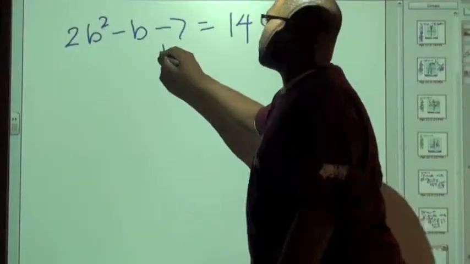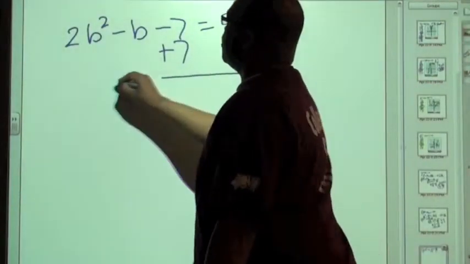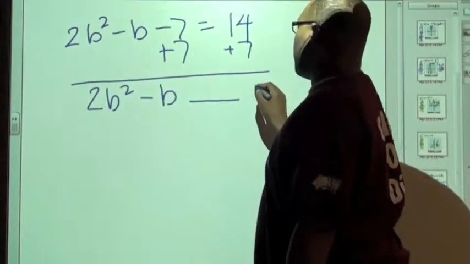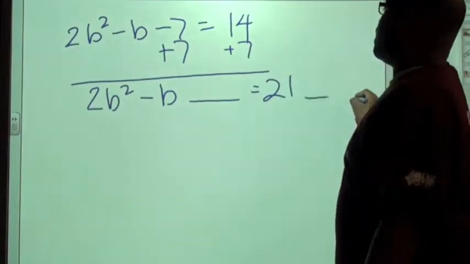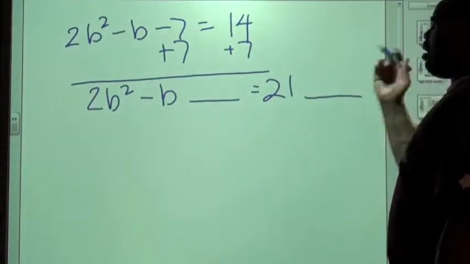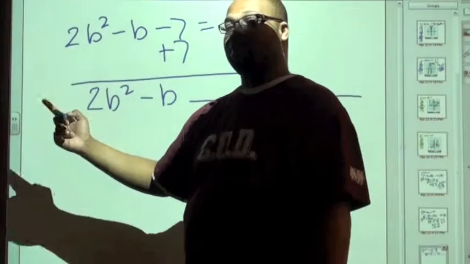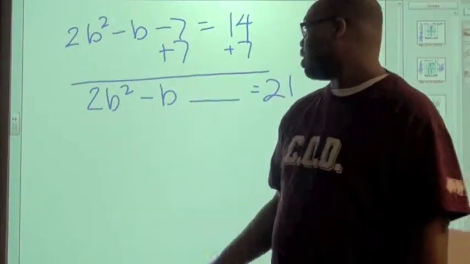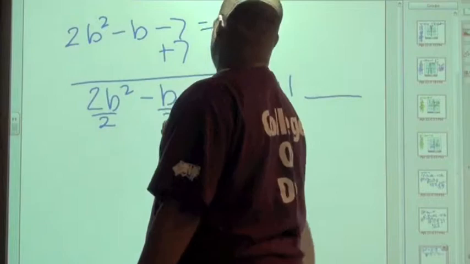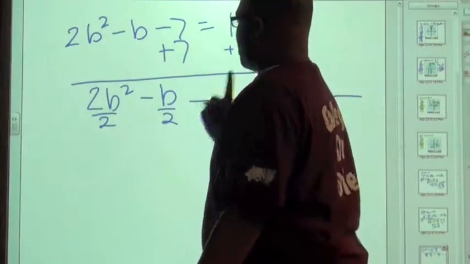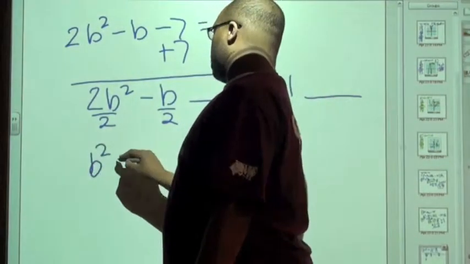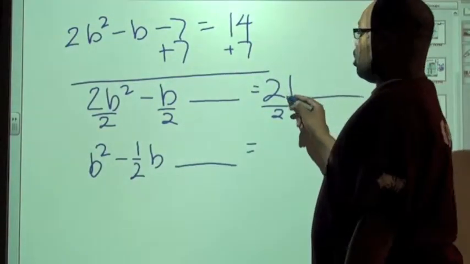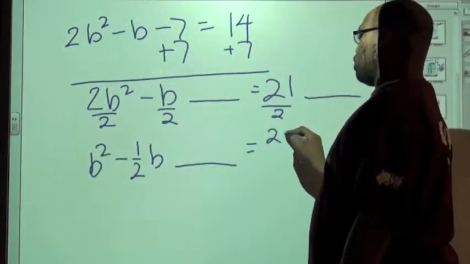I'm going to add 7 to both sides to get the constant out of there. I'm going to have 2b squared minus b, leave my space, equals 21, need a space. Now I realize that this 2 is here. To complete the square, I need to get rid of that 2. So I'm going to divide everything by 2. I'm going to have b squared minus 1/2 b, my space, equals 21 divided by 2.